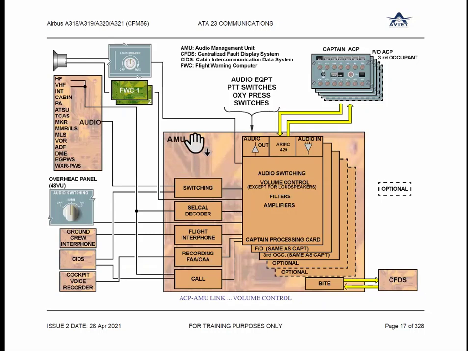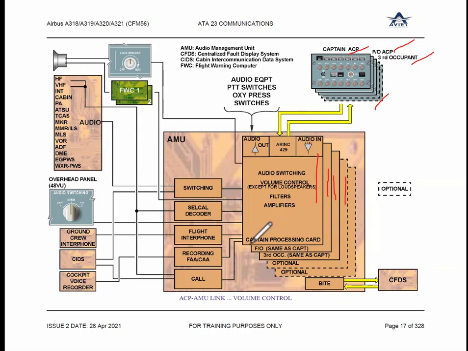So the audio management unit is one computer. And this is located in the ATBU rack, the aft avionics rack. Now you see the interfaces of this audio management unit. Captain, first officer, third occupant, and even a fourth occupant, they all are connected to the audio management unit. And every seat has its own personal electronic card: 1, 2, 3, 4, etc.